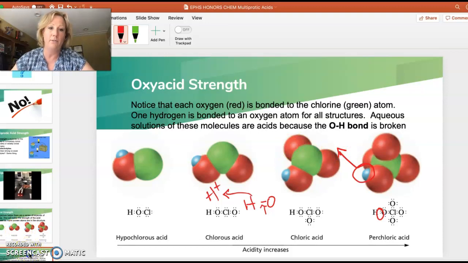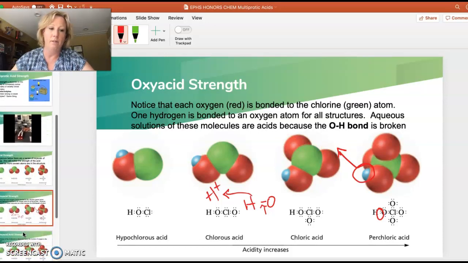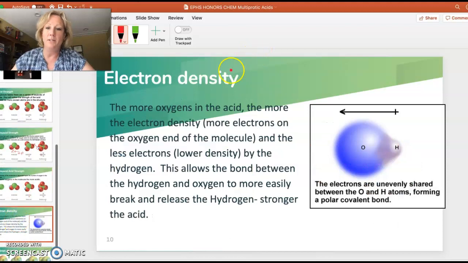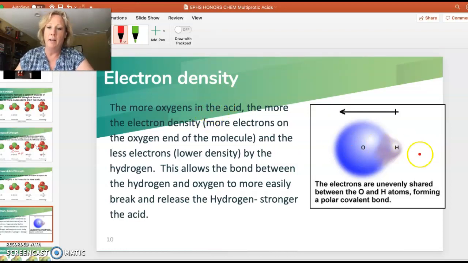So the question is, why? I want to just review with you what electron density is. Remember that when we have polar bonds, if you have an atom that pulls on the electrons more than the other, then we draw that dipole in, or we at least think about it. Like oxygen and hydrogen, that bond between them is not shared equally. The oxygen is going to pull those electrons towards itself because it's very electronegative. So there's going to be more density of electrons on the oxygen end.